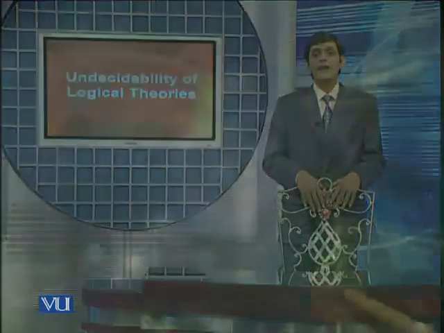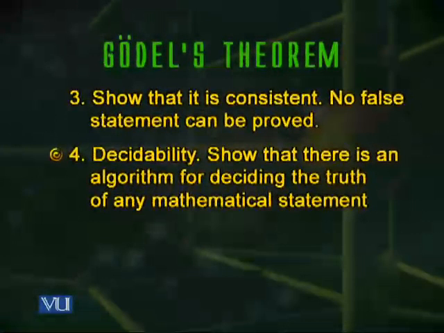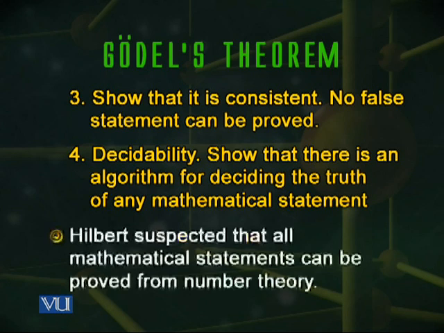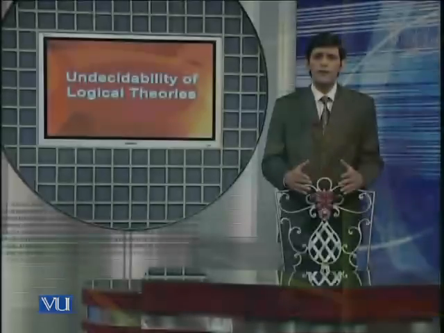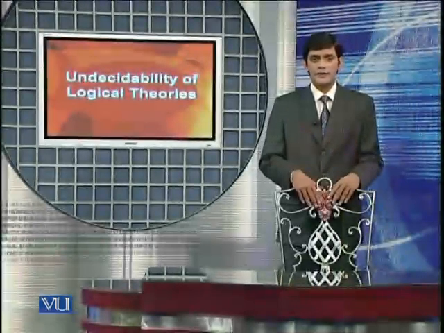There was another requirement that Hilbert wanted, and that was decidability. He wanted to show that there is an algorithm for deciding the truth and falsehood of any mathematical statement. Hilbert suspected that all mathematical statements could be proved from number theory. So in some sense, he was asking if number theory had satisfied all these requirements.